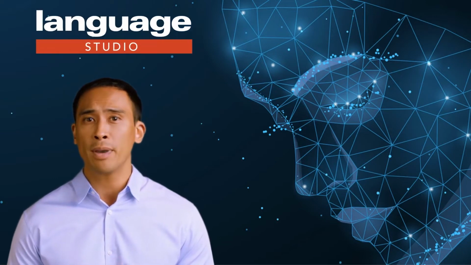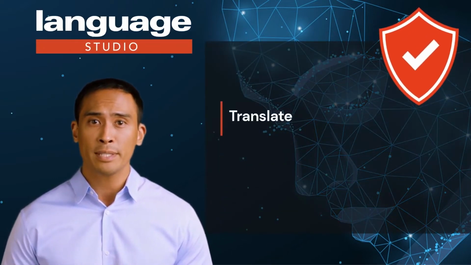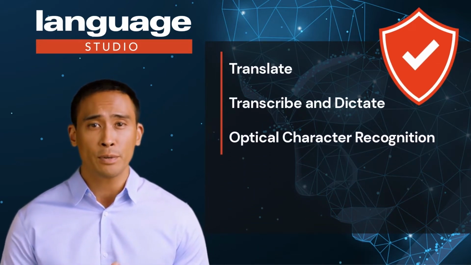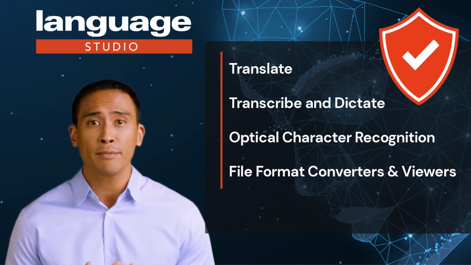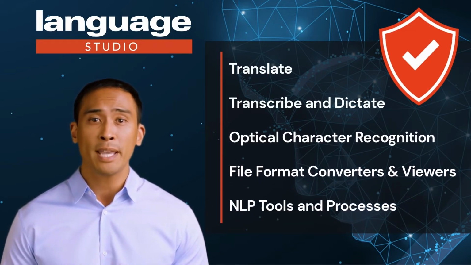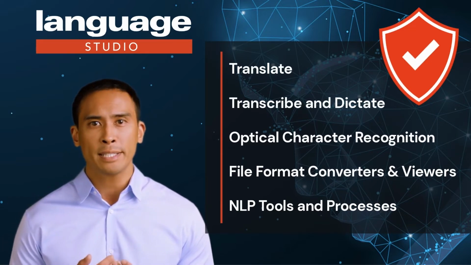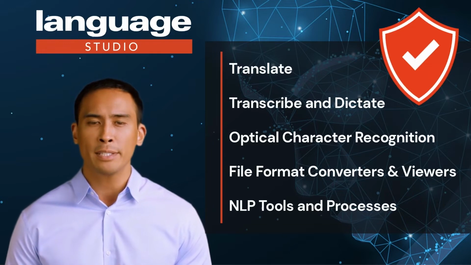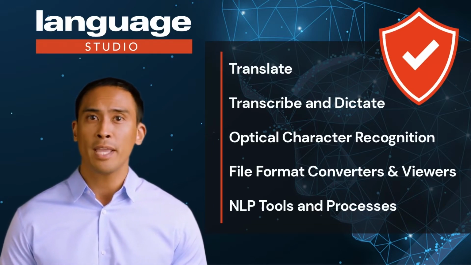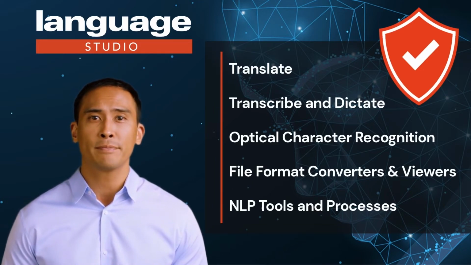Language Studio Enterprise provides secure versions of all the most popular online features, such as Translate, Transcribe and Dictate, Optical Character Recognition, file format converters and viewers, and hundreds of natural language processing tools and processes to your users in one location via an easy-to-use portal or to your applications via APIs, ensuring that your data and files never have to leave the safety and control of your organization's network.